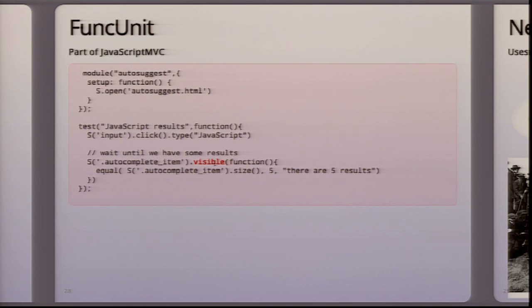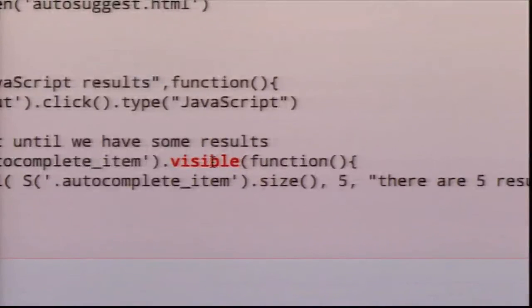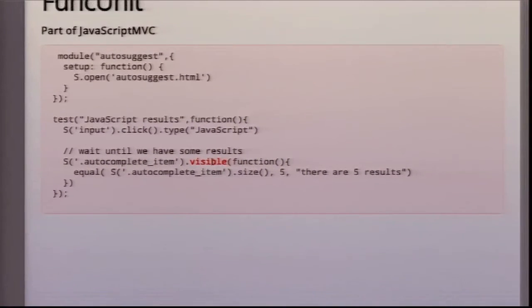So there's something called FuncUnit, which is part of JavaScript MVC, and there's a nice piece here called visible. It's like saying, I want to click, or I want to type JavaScript. This is an autocomplete test, and I want to take the input and click on it, and then type JavaScript. I want to wait for this autocomplete item right here. Sorry, I'm having trouble with my mouse. I want to wait for it to be visible before I check its size. I have to wait for the thing to drop down and become visible.